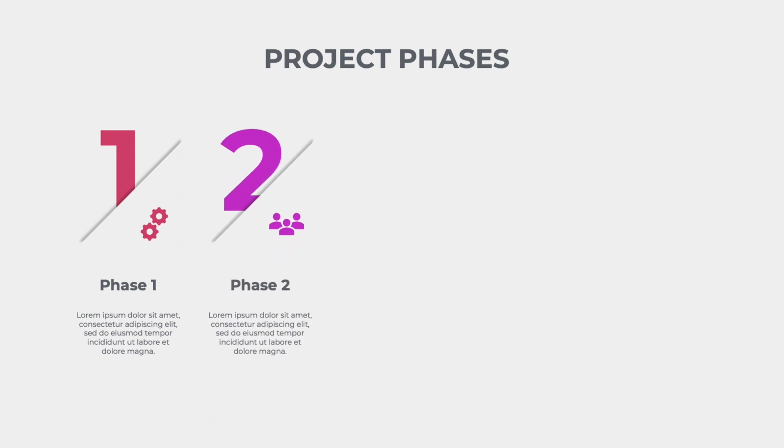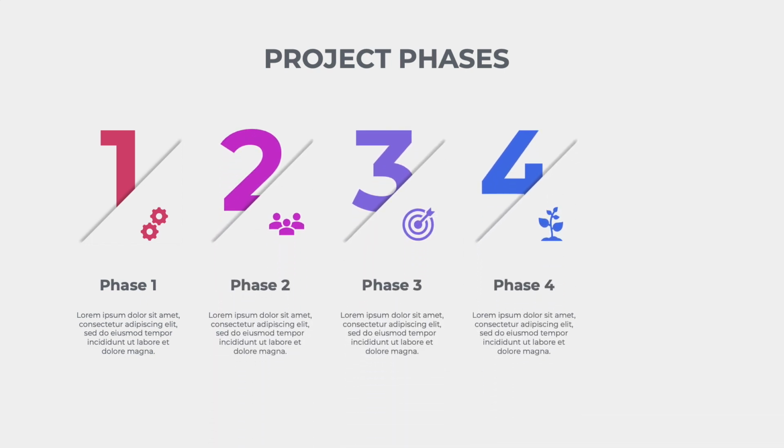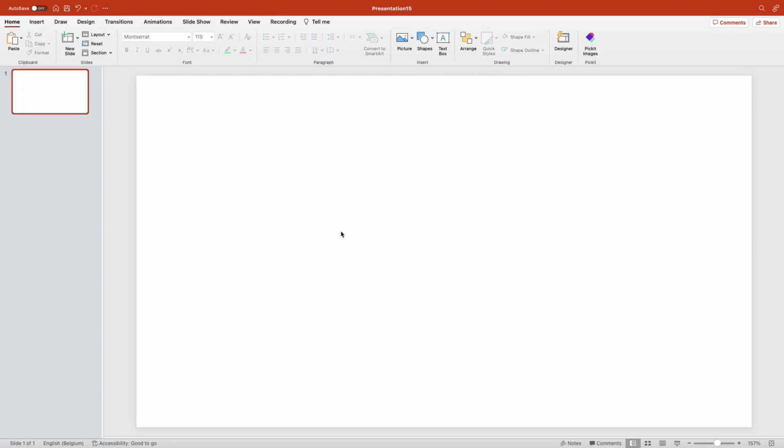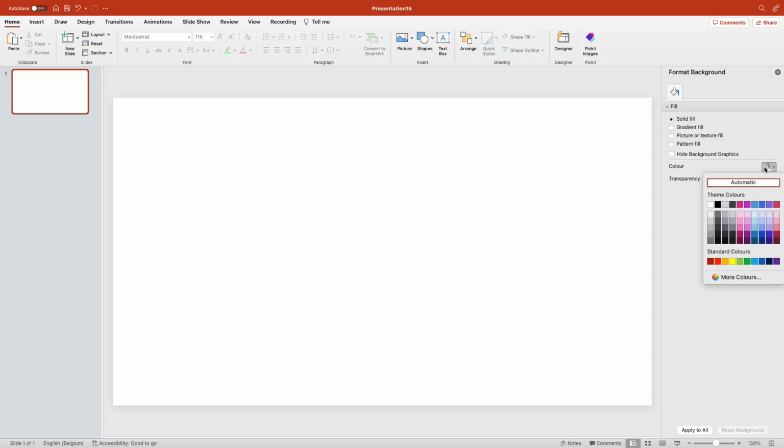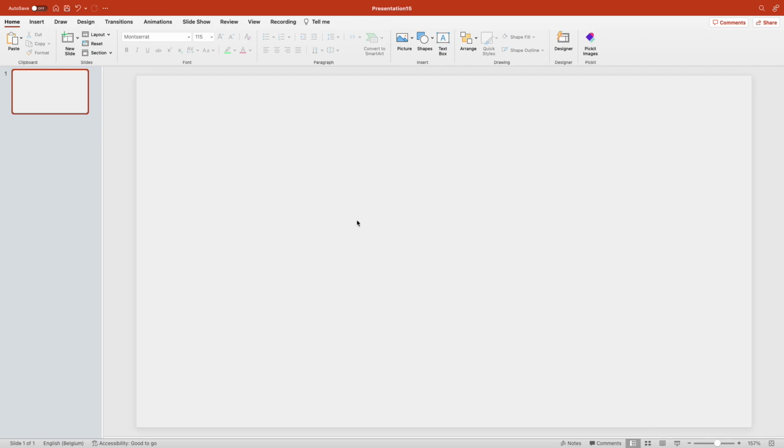Today we're learning how to make this nice slide of 5 phases in PowerPoint. Let's start from a blank slide, right click Format Background and make it gray. Next, add a text box with the number 1.